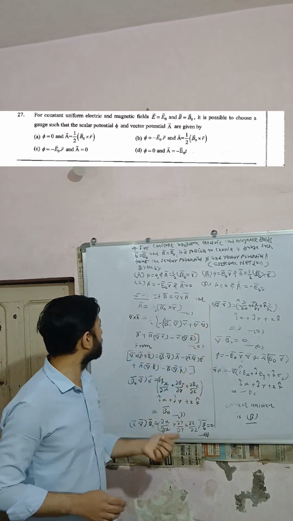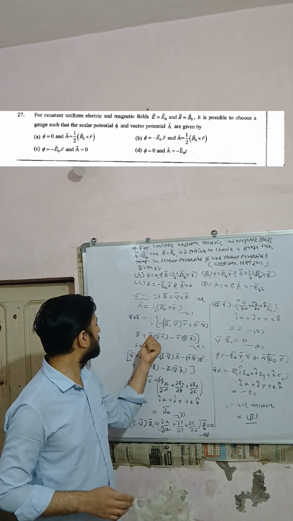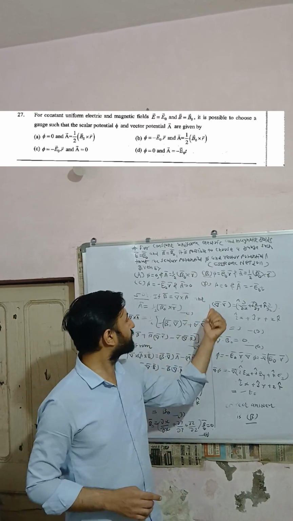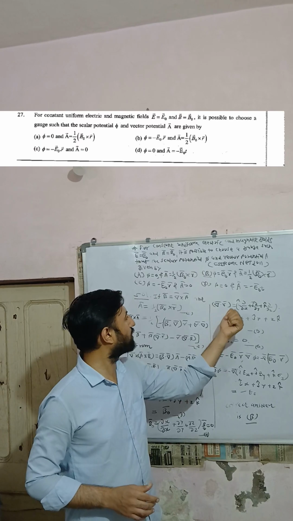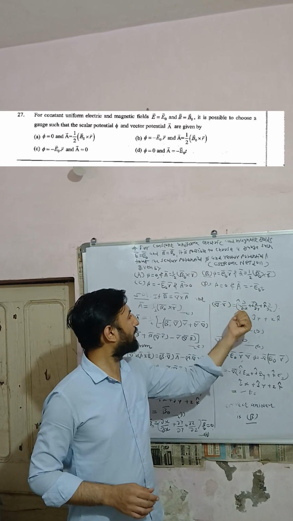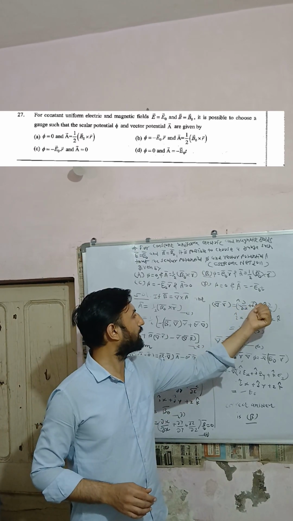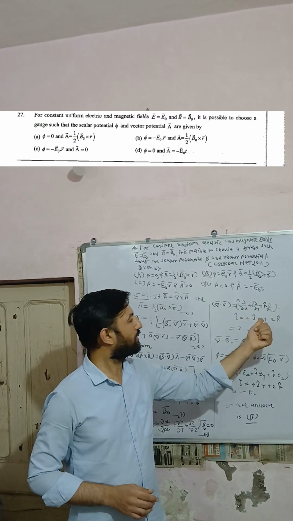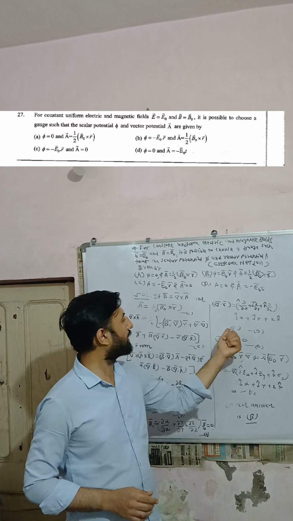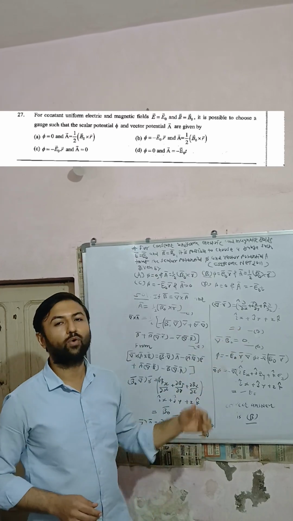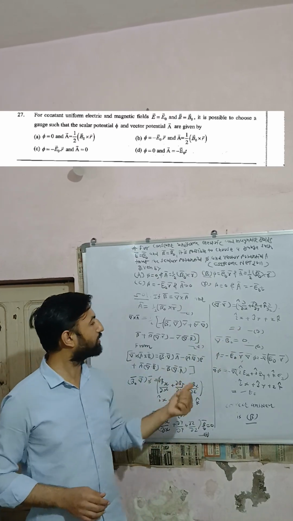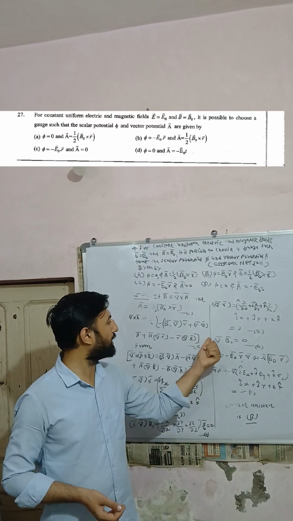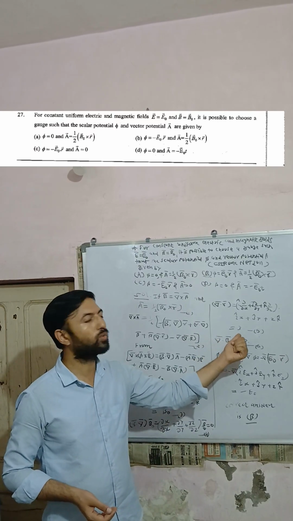For the third term, that is B0 (del dot R), we can have this equation: del dot R equal to (i caret del/del x plus j caret del/del y plus k caret del/del z) dot (i caret x plus j caret y plus k caret z). So we can have 3 for the third term. For the fourth term, as divergence of the magnetic field is 0, the fourth term, del dot B0, is equal to 0.